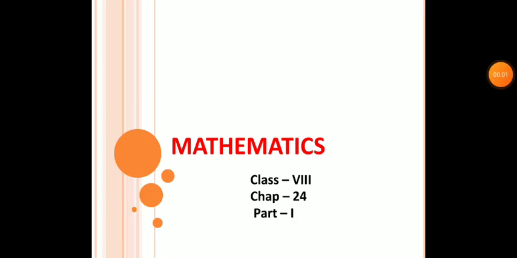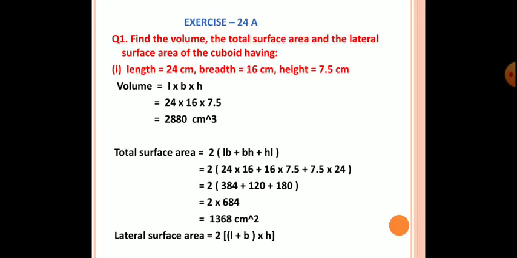The first part of chapter 24, that is volume and surface area of solids, and in this part we are going to start with exercise 24a. So let's start with question number 1. Find the volume, the total surface area and the lateral surface area of the cuboid having length 24 cm, breadth 16 cm, height 7.5 cm.